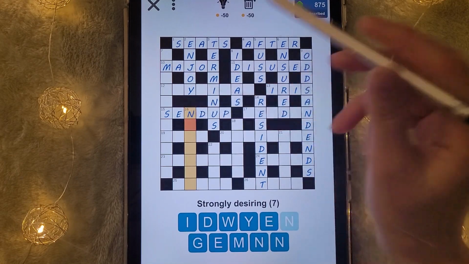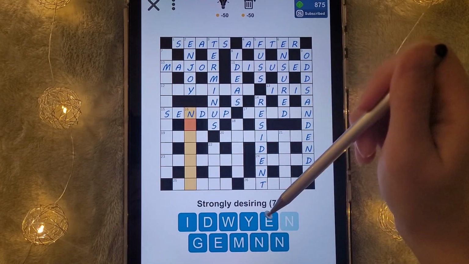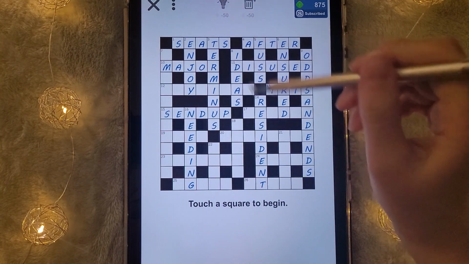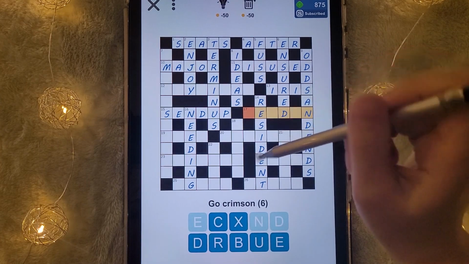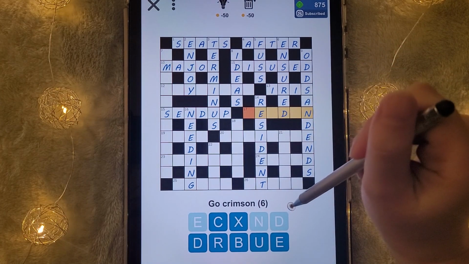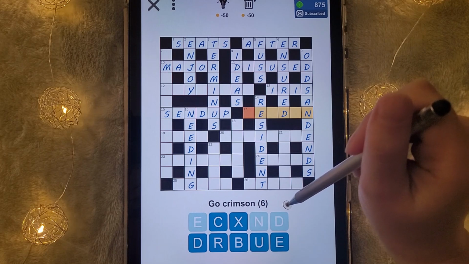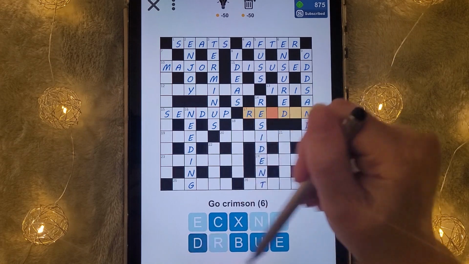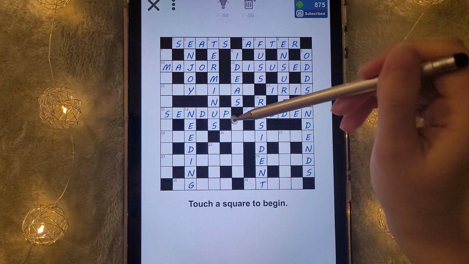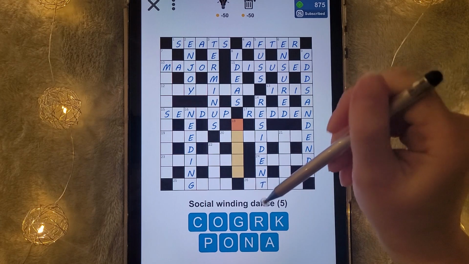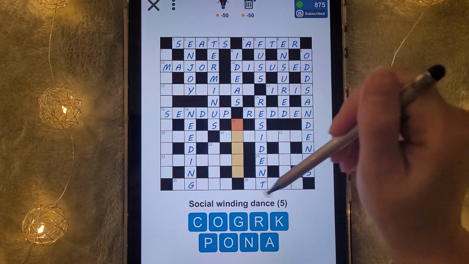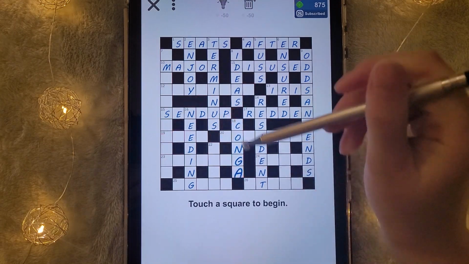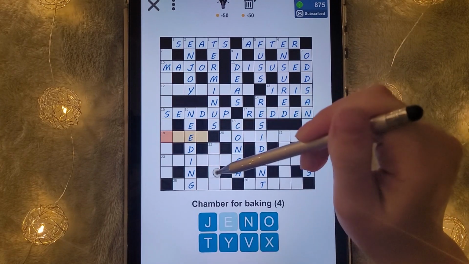That is, it starts with an N and it's strongly desiring, maybe needing. Okay, let's do 17 across. Go crimson. Maybe redden. Okay. And 18 down. Social winding dance at the conga. There we go. And 19 across.